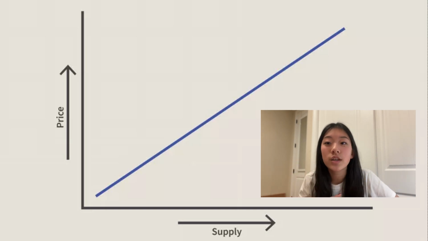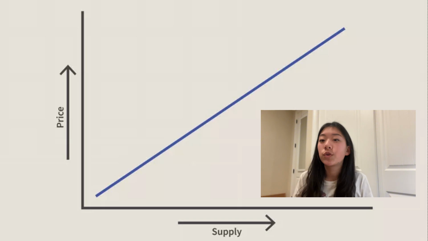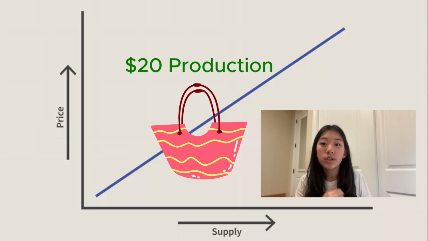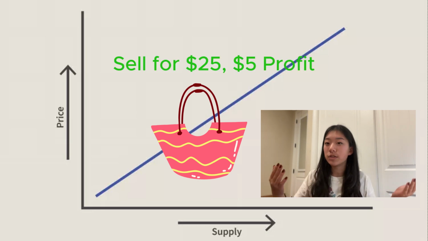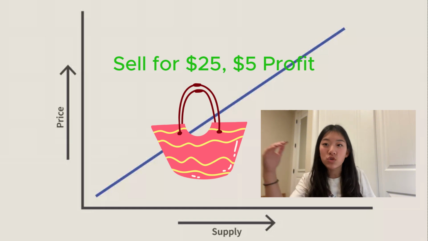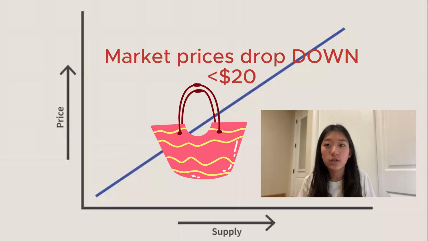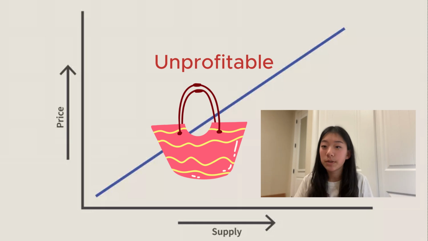And on the other hand, when the market prices decrease, then the production rates and supply will also decrease as well. That's just to prevent overspending on the production and not being able to make that money back. So one example for when prices fall down is, let's say a bag costs $20 to make, but you usually sell it for maybe $25 and make $5 in profit. But then once market prices drop down to below $20 for that bag, that bag becomes unprofitable, which means you're actually losing money.